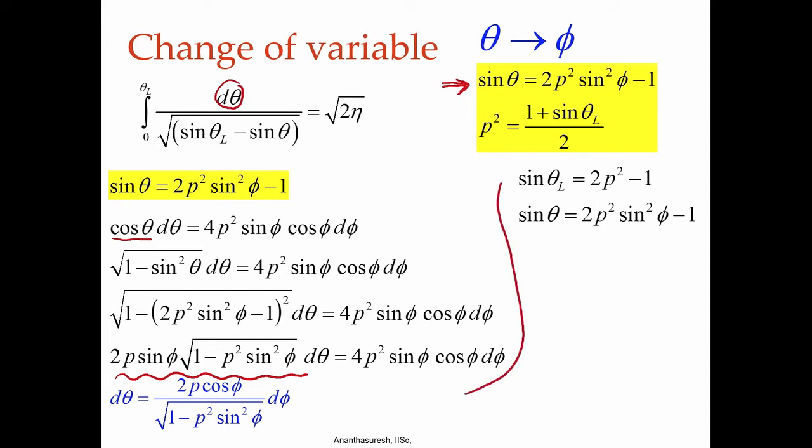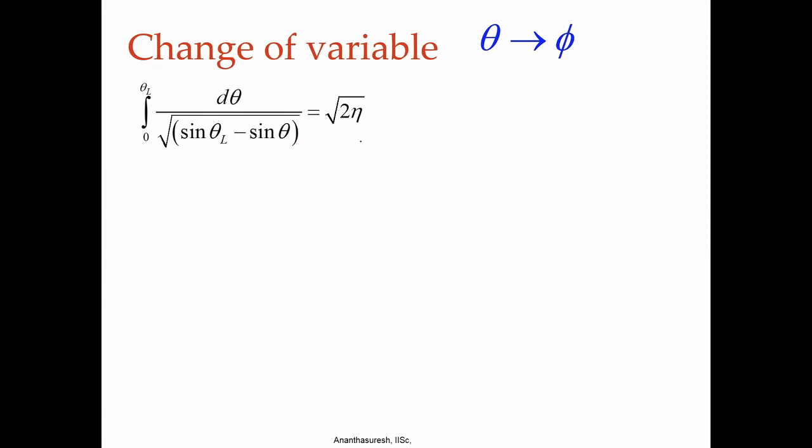And let us also look at, let us separate it out, sin θ_L, because we also need to replace this in terms of φ, right. So, sin θ_L is 2p² − 1, sin θ is 2p² sin²φ − 1. If I take the difference of these two, then sin θ_L − sin θ becomes, 1 gets cancelled, then we will get 2p² times (1 − sin²φ), and the square root of 1 − sin²φ was there. So, it becomes the square root of 2 p cos φ. Okay. Now, both of these results we substitute over here and the limits also we calculated.